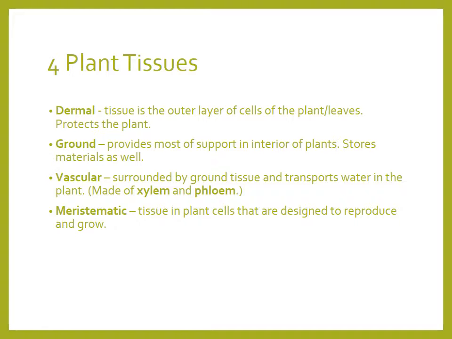And the last kind of tissue is something called meristematic tissue. Meristematic tissue is going to be the kind that is actually used for reproduction and growth inside of the plants. This is really found in the roots of plants. Of course, plants grow kind of everywhere, but most of their growth and some of their fastest growth happens to occur in their roots.